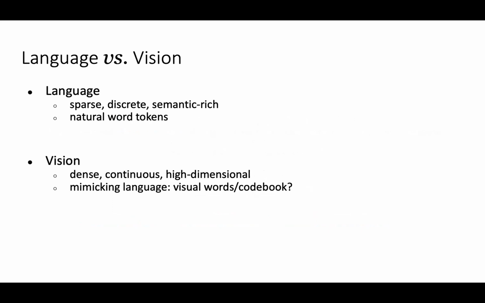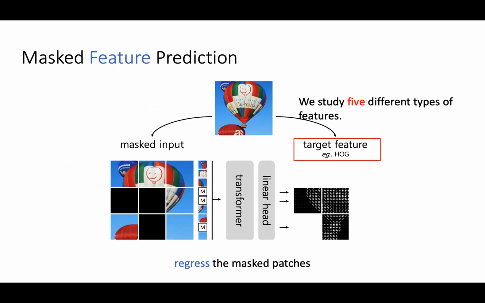But in comparison to this, think about one pixel, it doesn't contain a lot of information. Pixels are continuous, high dimensional, and there is not so much information captured in single pixels, but in larger regions of images there is. So the idea was that we can actually predict different quantities with this masked autoencoding framework. And what we tried in this work was 5 different types of features. What we found that works quite well was histogram of oriented gradients.